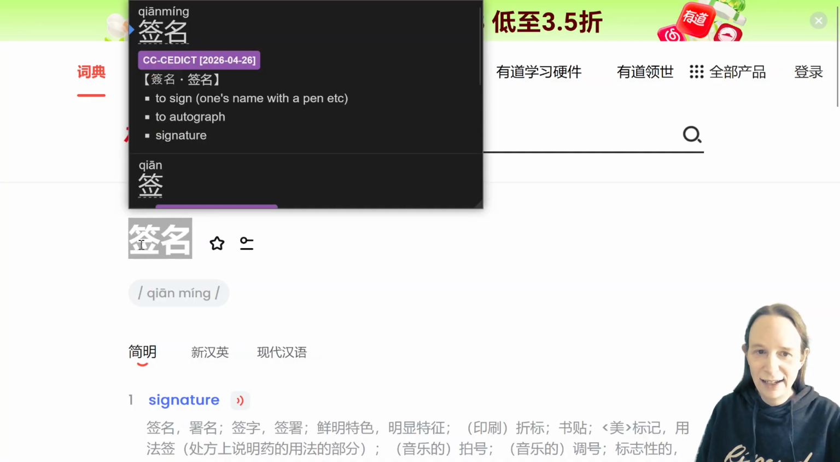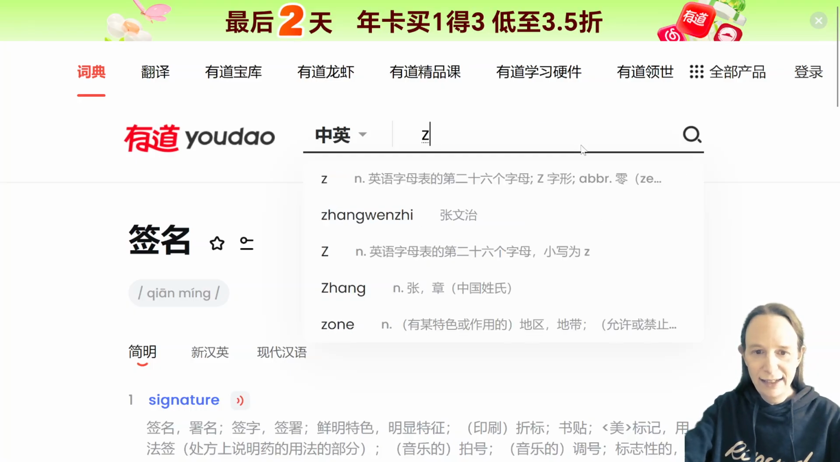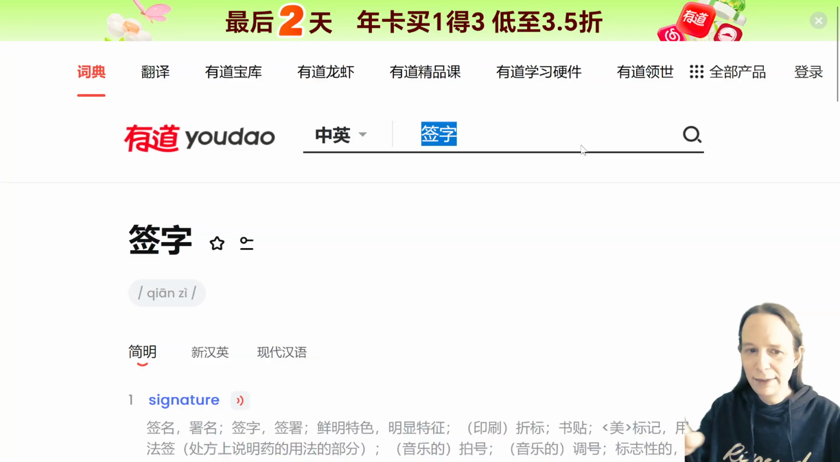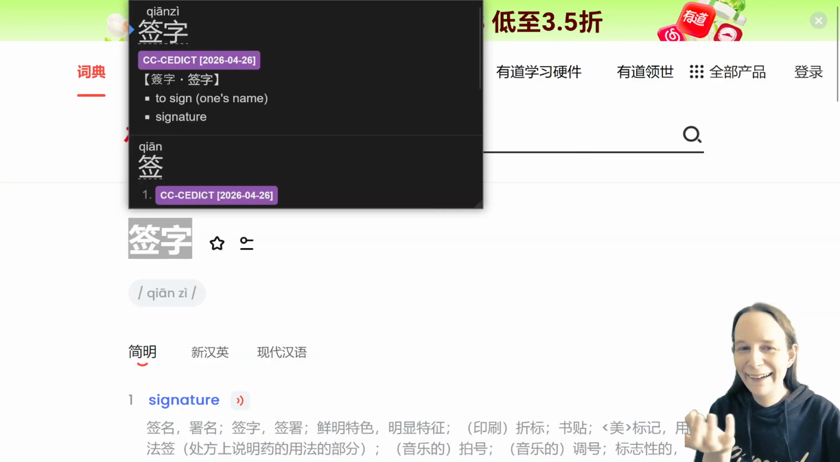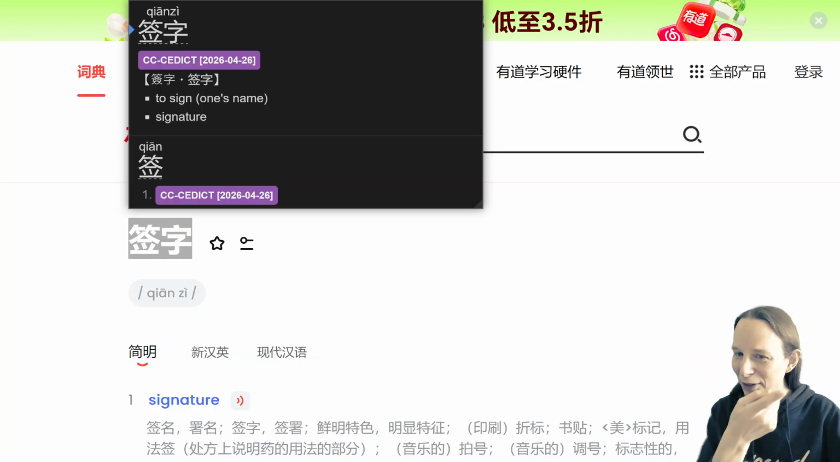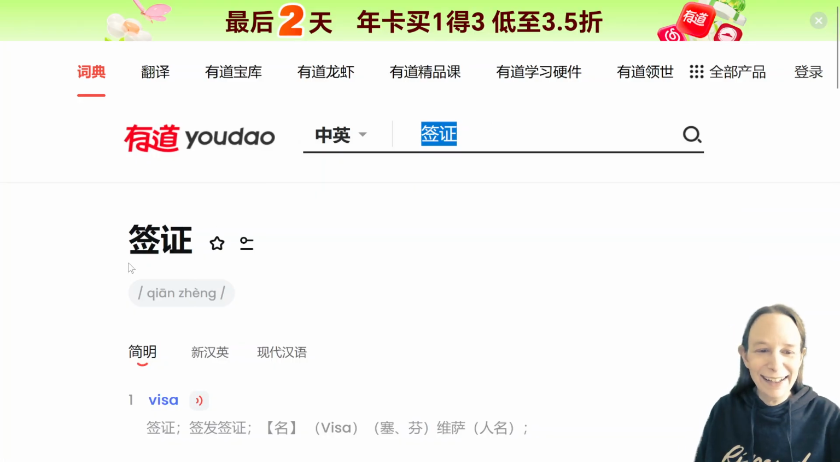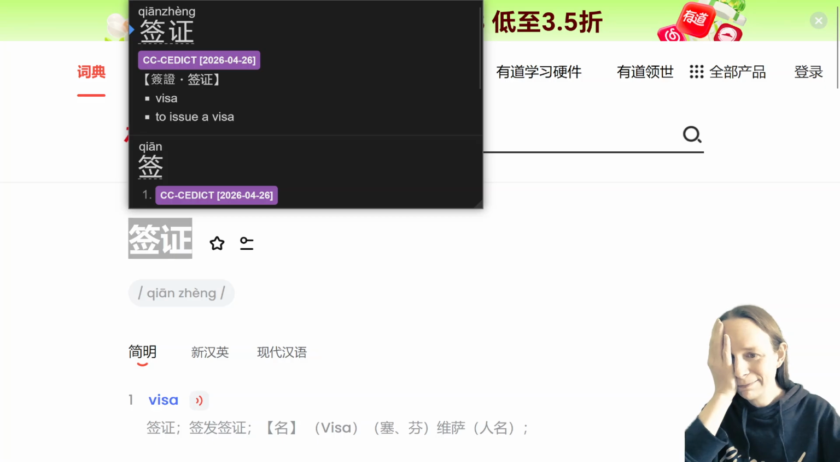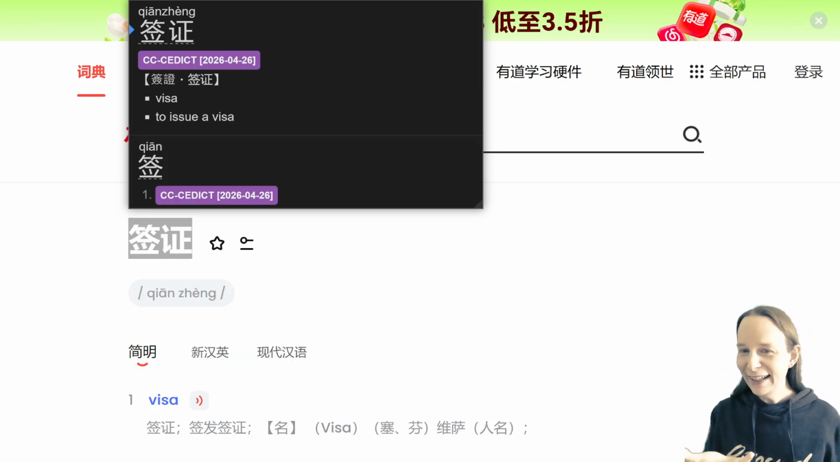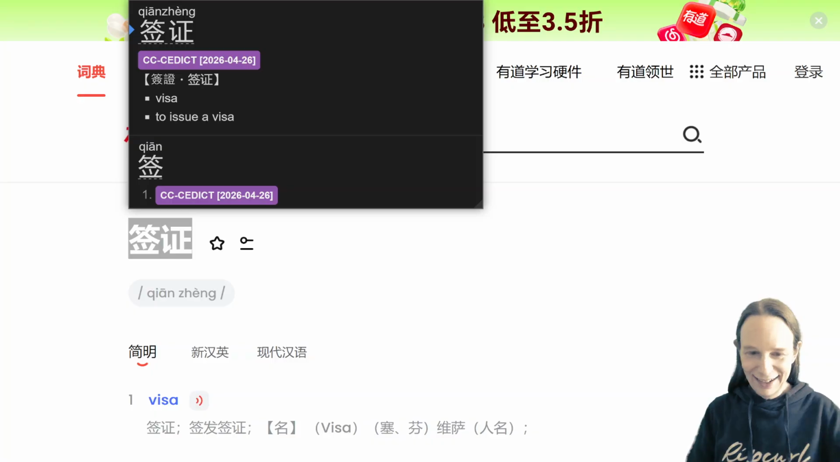签名 is your signature. Yeah, signature, blah, blah, blah. 签名, 签字, kind of similar, isn't it? I don't know what the difference is. 签字. I don't know, maybe if your signature is made from Chinese characters, you should use this one? I don't know. 签字. And what else do we know? Oh, there's 签证, isn't there? This is a visa. Yeah. How did 签 end up in this one? I don't know. 签, yeah.